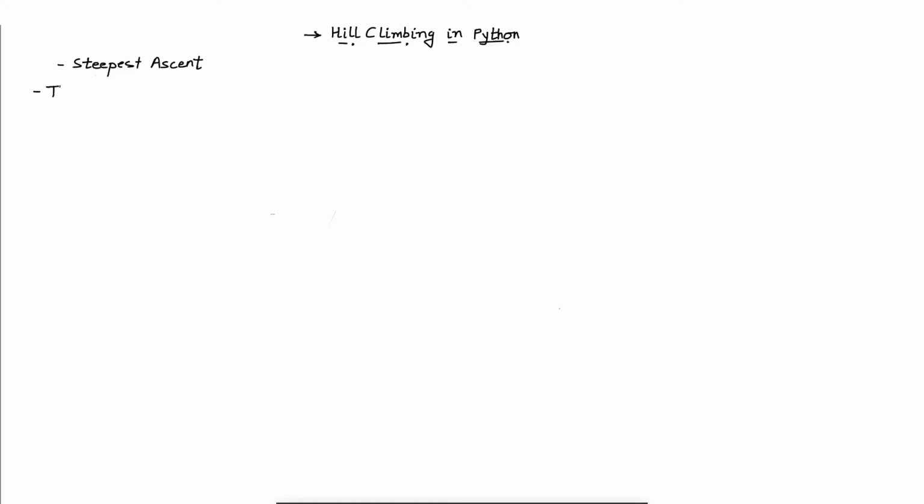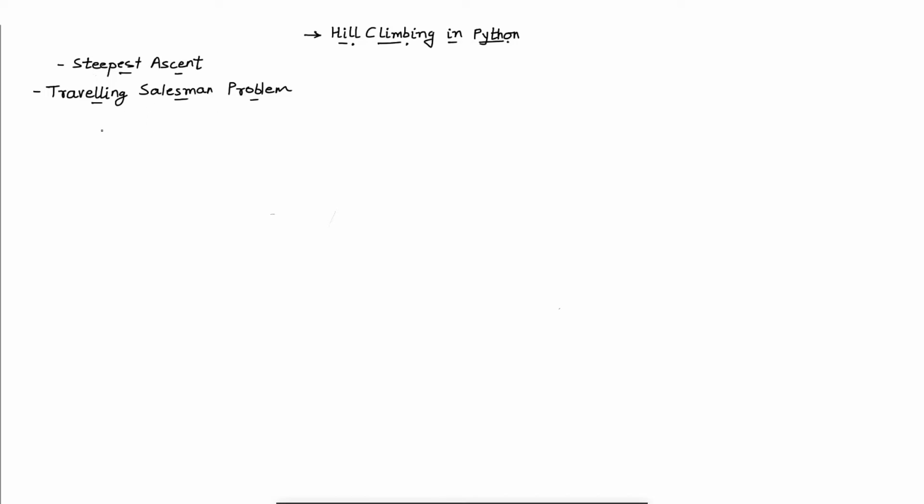The problem that I have picked is the traveling salesman problem. It is a very popular problem, and we are going to solve it using the steepest ascent algorithm, and then we will also see the implementation part in Python in this video. So let's try to understand what this problem says. I have chosen a very simple subset of this problem so that it becomes easier for us to implement.